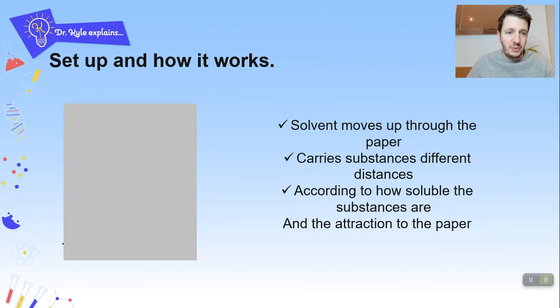Okay, so setup and how it works then. So first of all, what we've got is our chromatography paper here, and all we do is we draw a line across the bottom of it in pencil. It's got to be in pencil because pencil is insoluble.